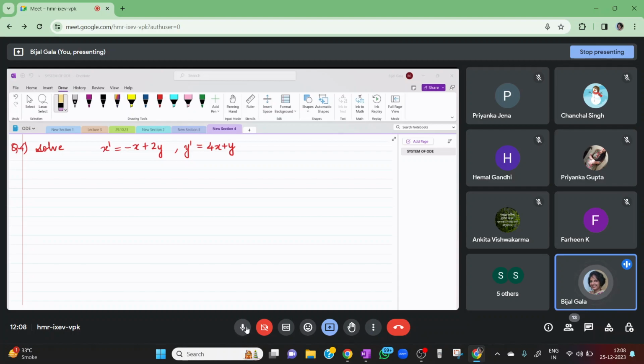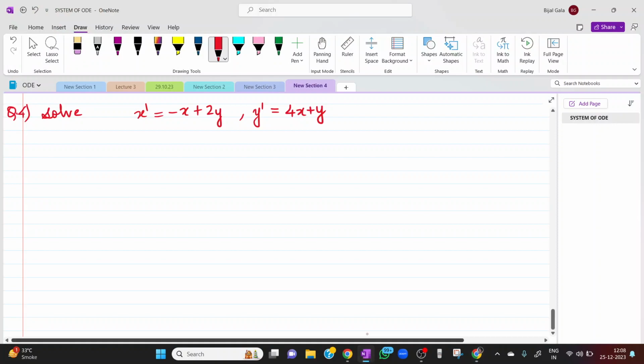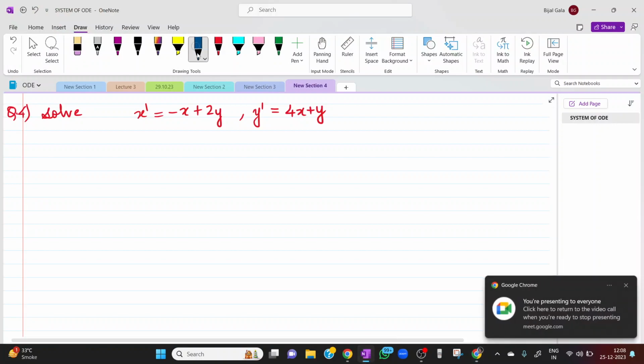What about other people? Are you getting the answer? Okay. Chanchal, you got the answer? Yes, ma'am. Okay, great. So, do you want me to solve it, or I'll just note down the answer so that you can verify it later and we can move on to the second method?